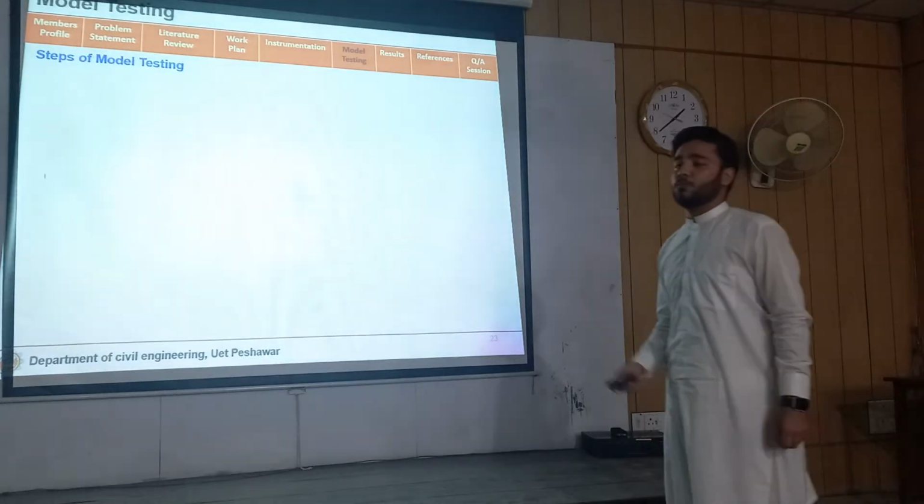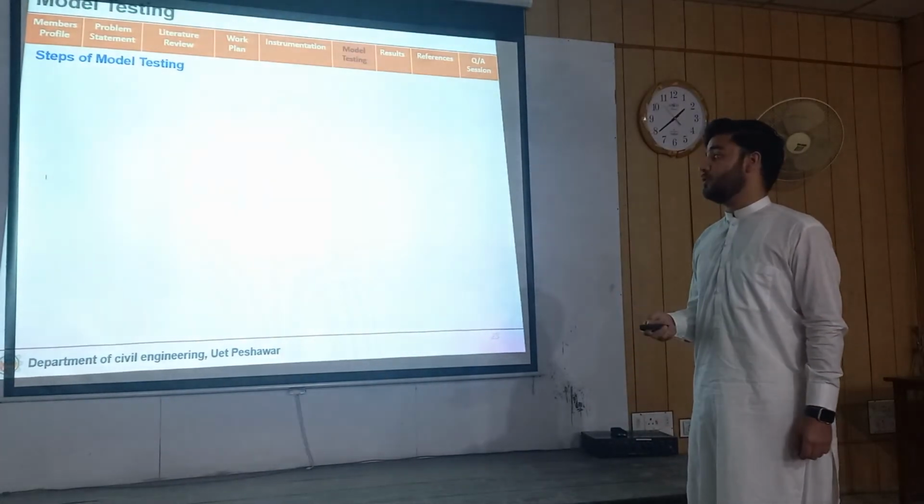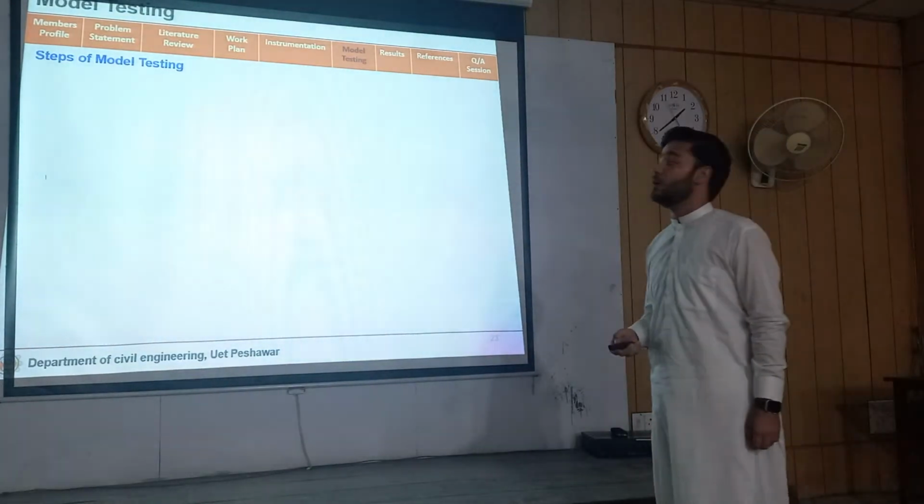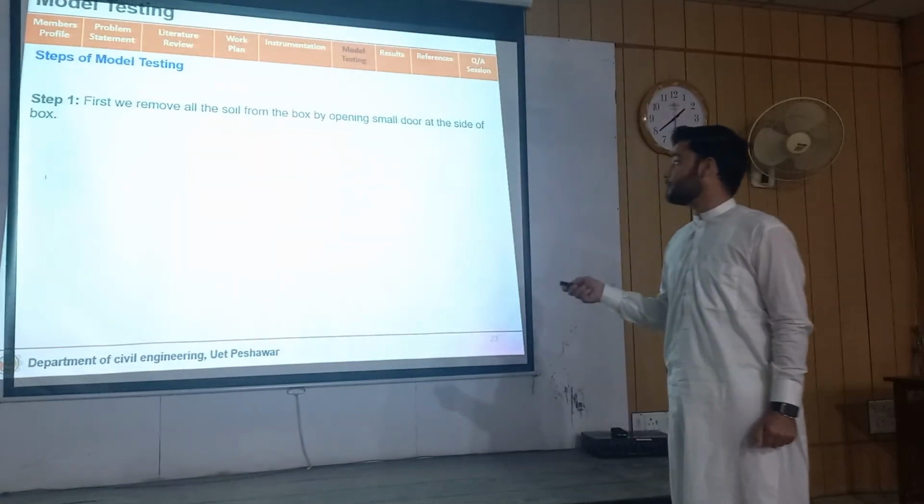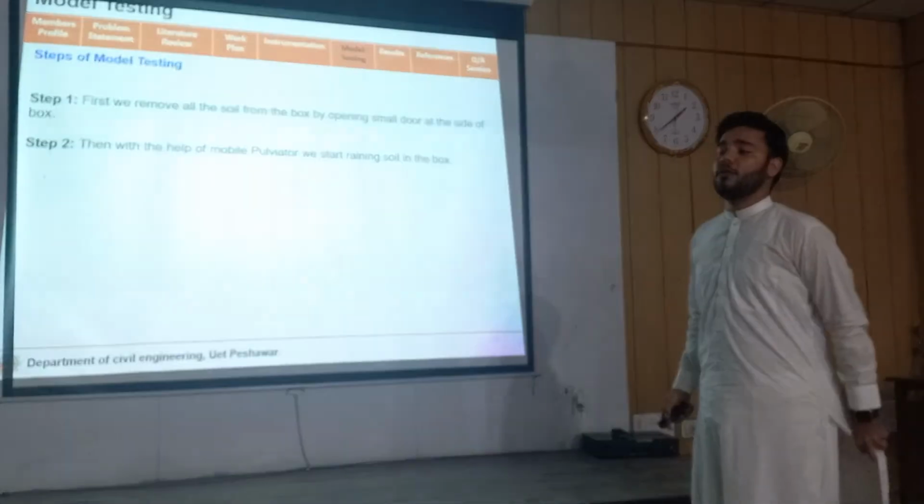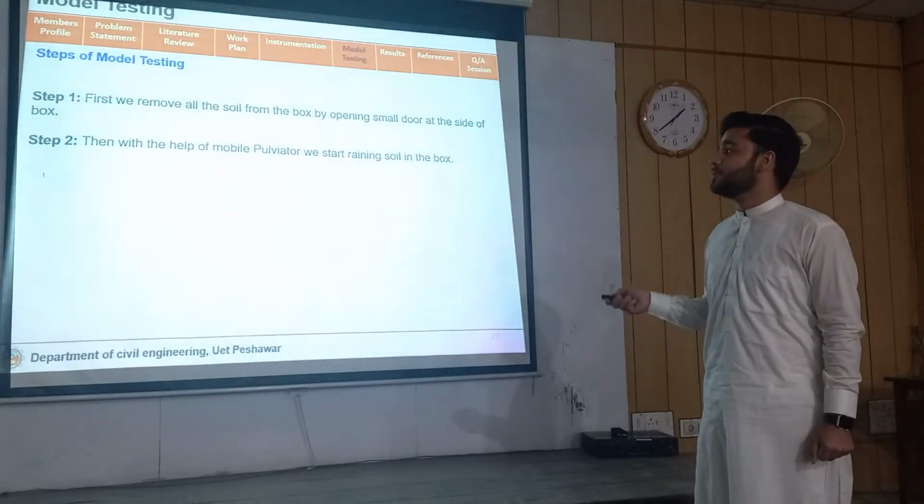I will explain the procedure for one of the configurations, and we repeated the procedure for the other configurations, meaning the procedure was the same for all of them. First of all, we removed the soil from the sandbox. Then, with the help of an air pulviator, we poured the soil from a certain height, which was 18 inches.